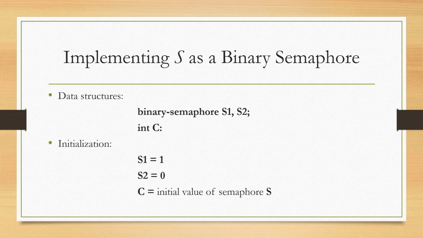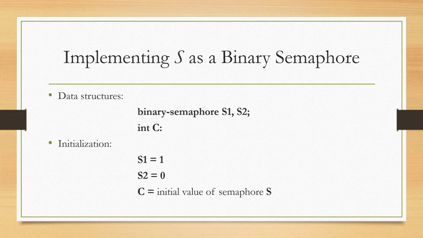Workflow. Process 1: it waits on S1, blocking if S1 is 0. Once it finishes, it signals S2, allowing the other process to proceed. Process 2: it waits on S2, blocking if S2 is 0. Once it finishes, it signals S1, allowing process 1 to proceed.